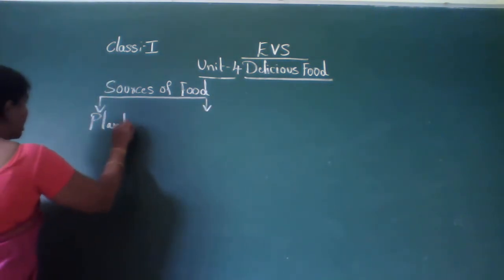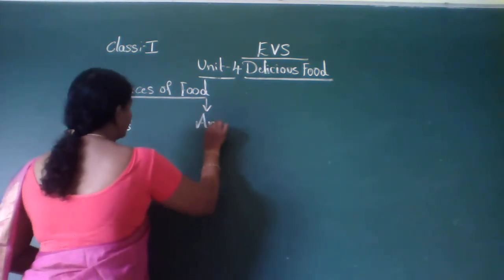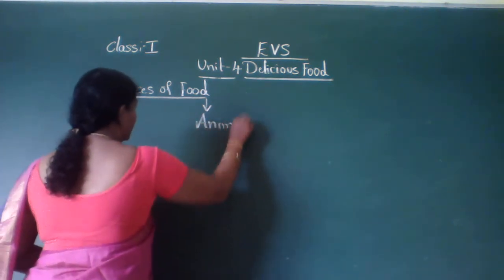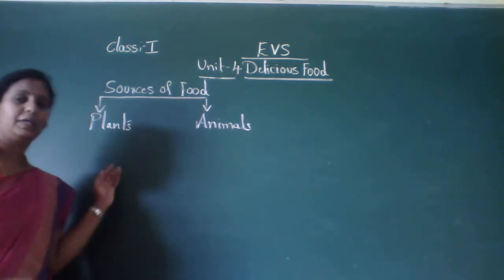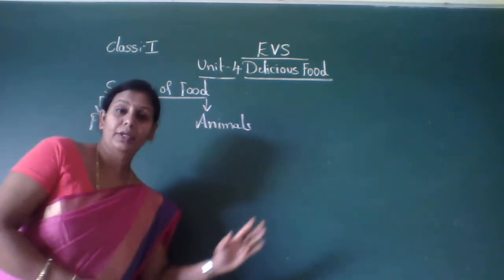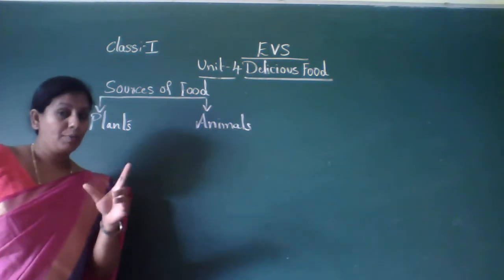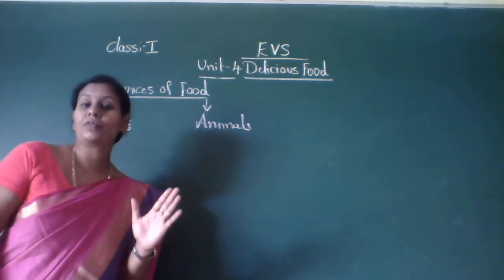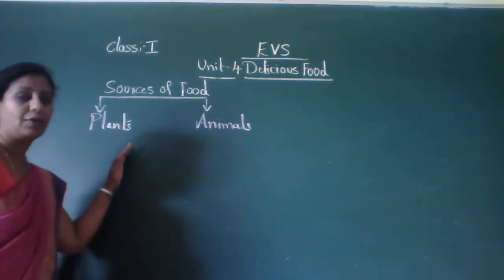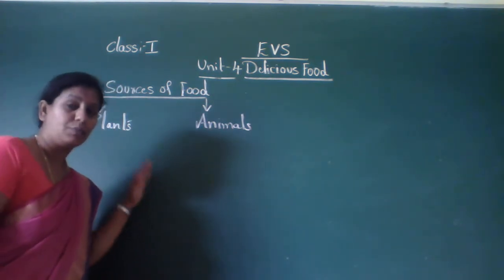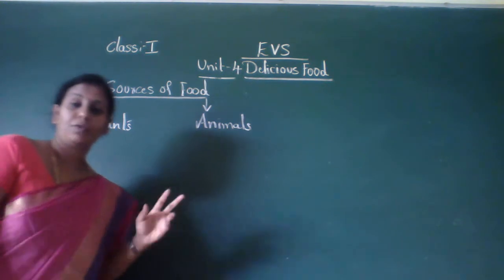Plants and animals. So from these two things we get food. Whatever food we eat in our daily life, we get from plants and animals. One point I already told you: most of the food items we eat and use in our daily life, we get from plants. Isn't it?